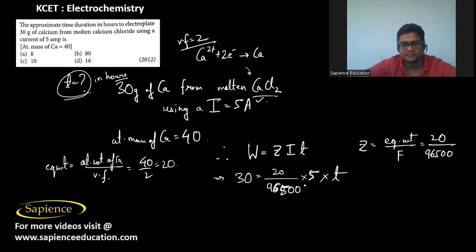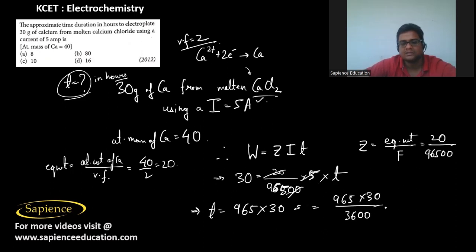t has been asked. So therefore t will be equal to 5 into 20, that is 100. So this will cancel, and t will be equal to 965 into 30 seconds. So we have to find the time in hours. So that is approximately 965 into 30 divided by 3600, as 1 hour is 3600 seconds. So this many hours it will take. So 0 will cancel, 3, 12.